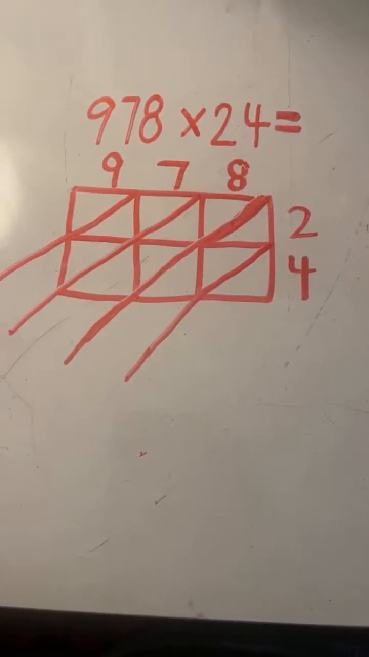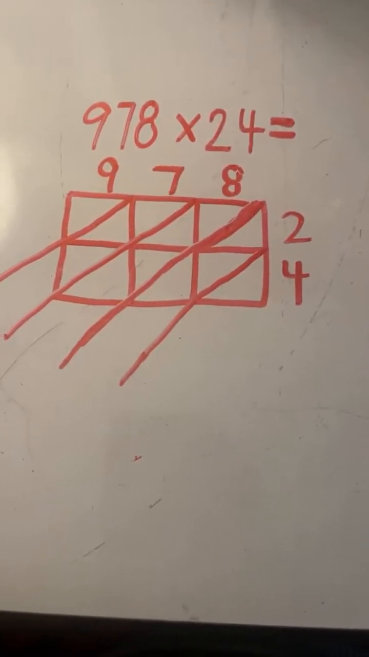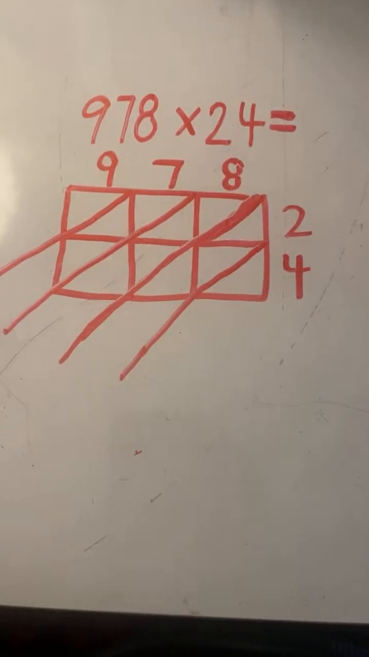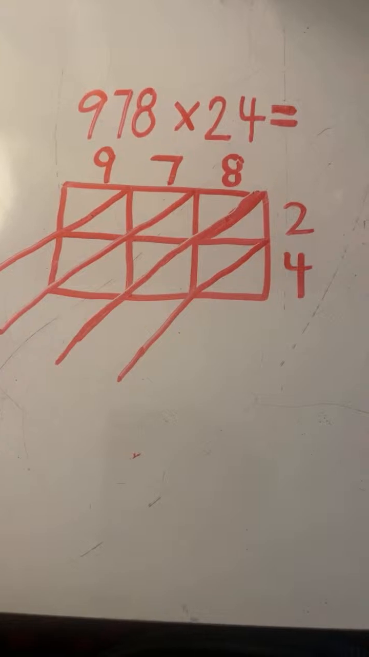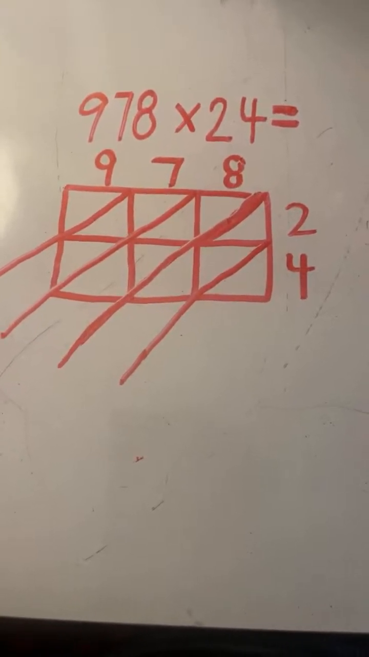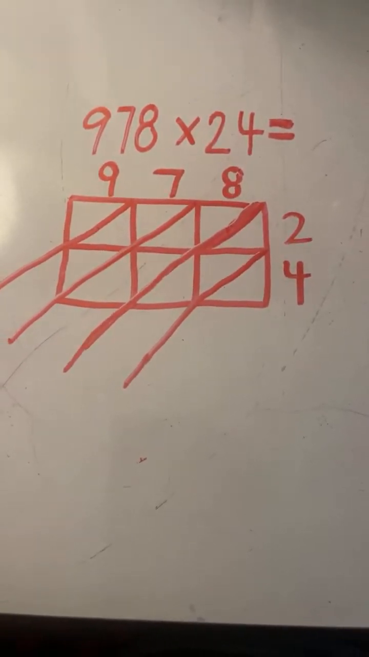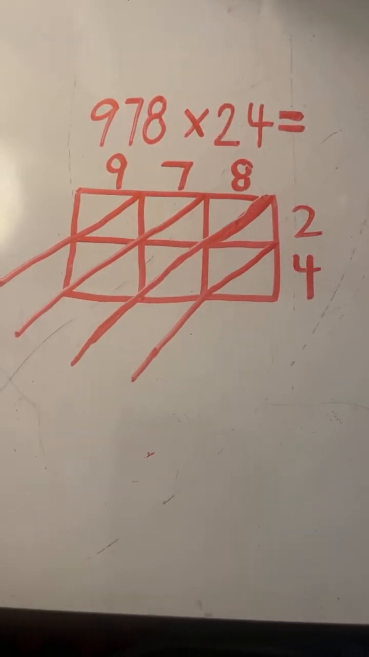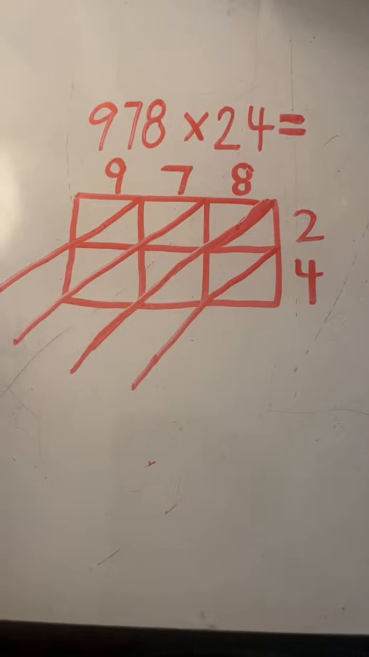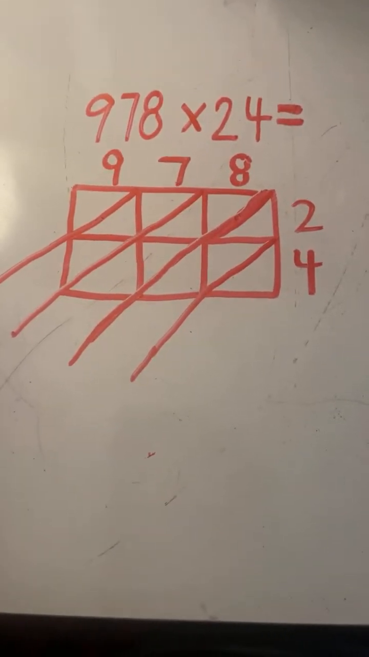So this video is going to be another review of 3-digit by 2-digit multiplication, based on student requests. That is my focus for the weekend. Our first example problem is 978 times 24. And in this video, we're going to focus on solving that problem using the lattice method.